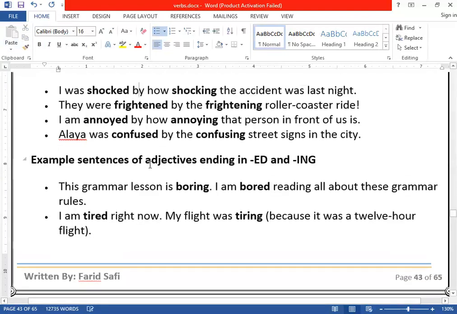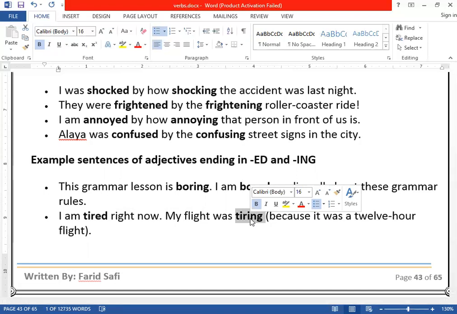Now, examples of sentences ending in -ed and -ing. The grammar lesson is boring. Clear? And I'm bored reading, it means I feel bored. The same thing: the grammar lesson is boring, but I'm bored, I feel bored reading this grammar lesson. I'm tired. You will not say I'm tiring. My flight was tiring, but I was tired.